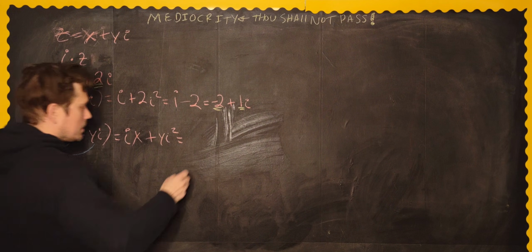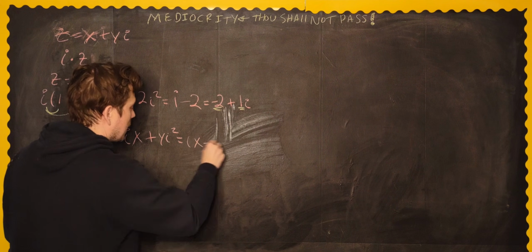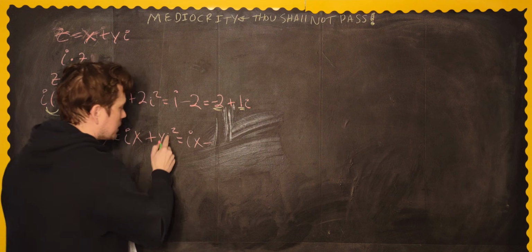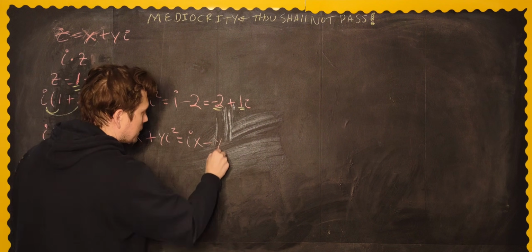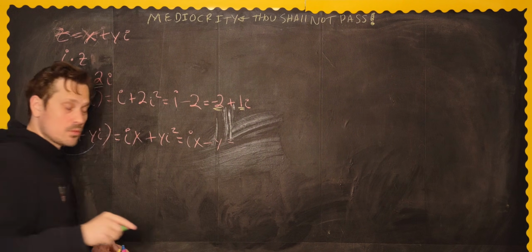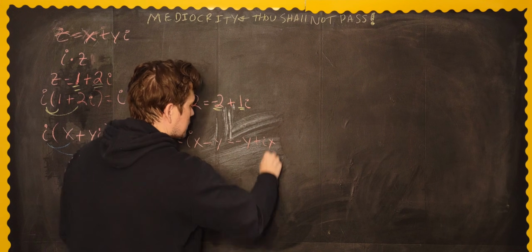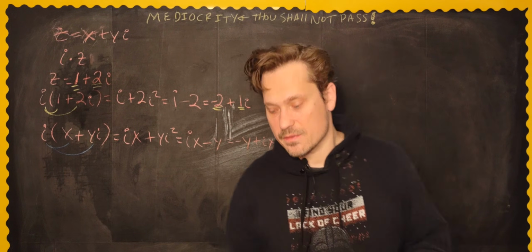Now look at it, it's going to give you ix minus, because i squared is negative 1, so minus y this way. In other words, you just end up with negative y plus ix. So this is what we've been able to get thus far, okay?